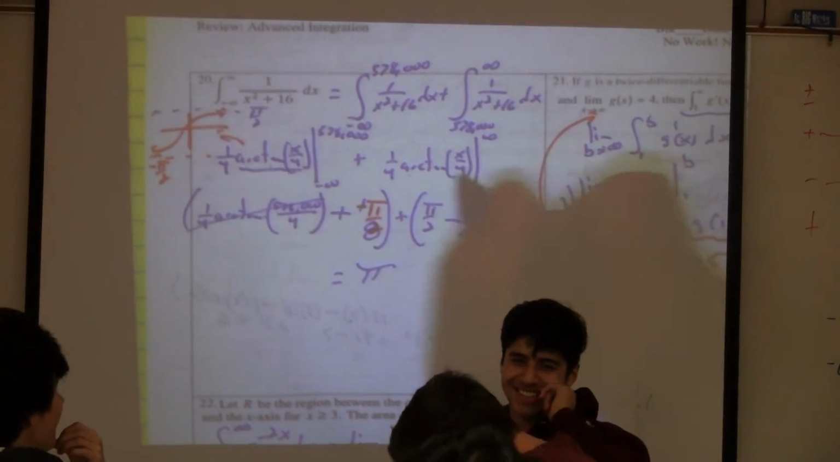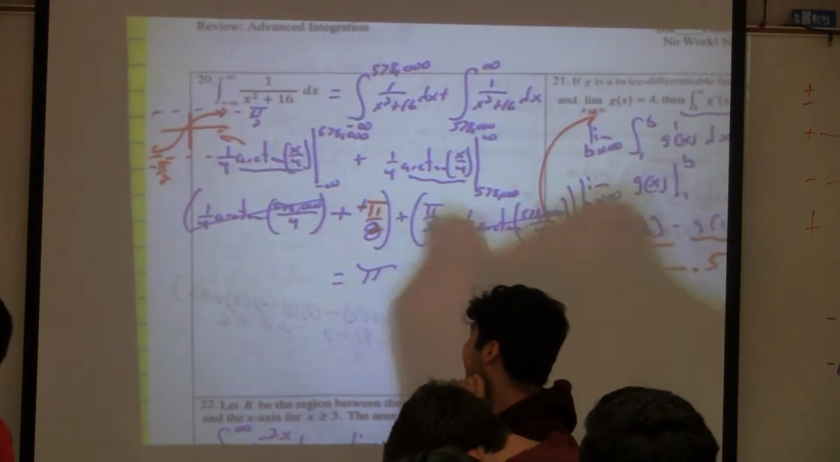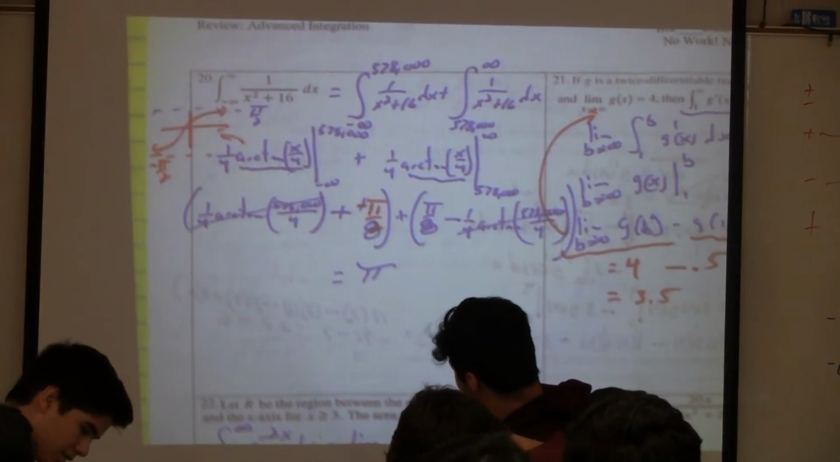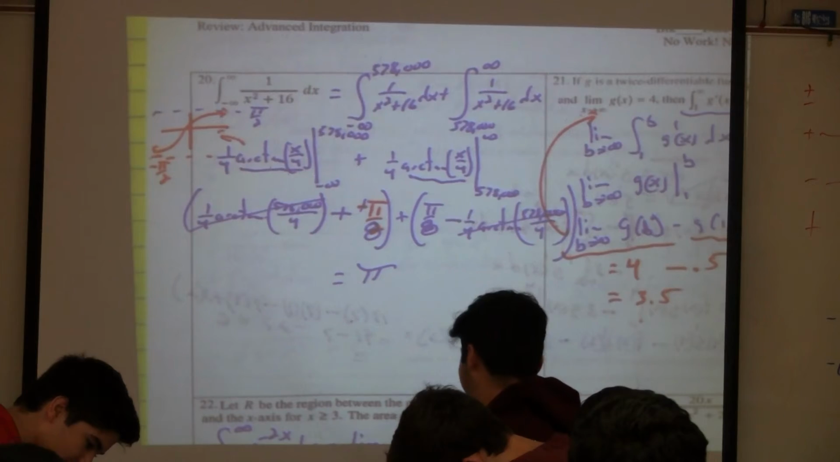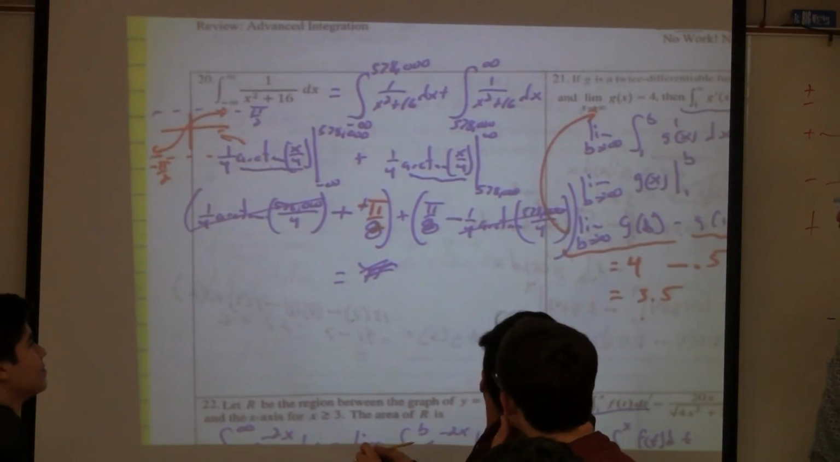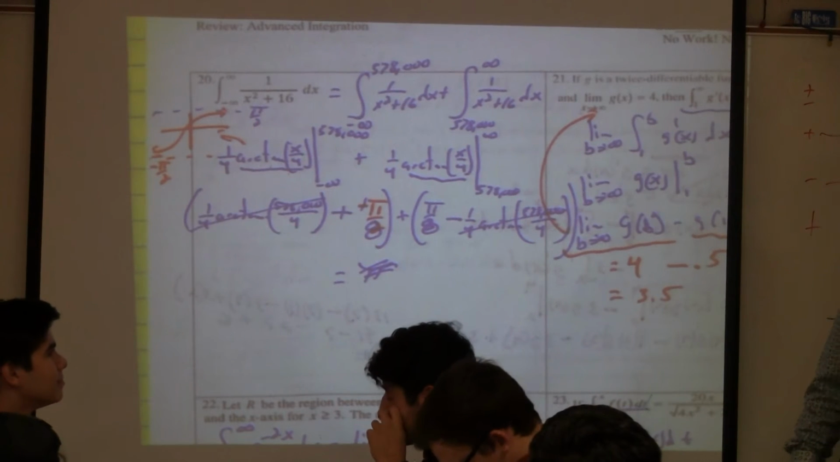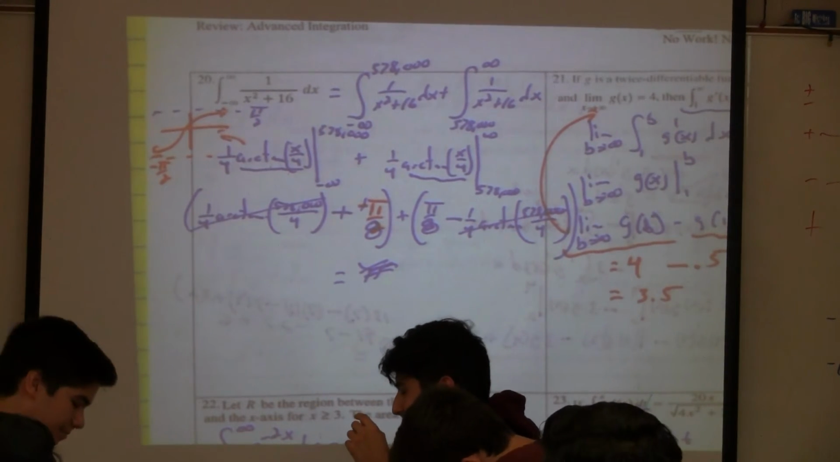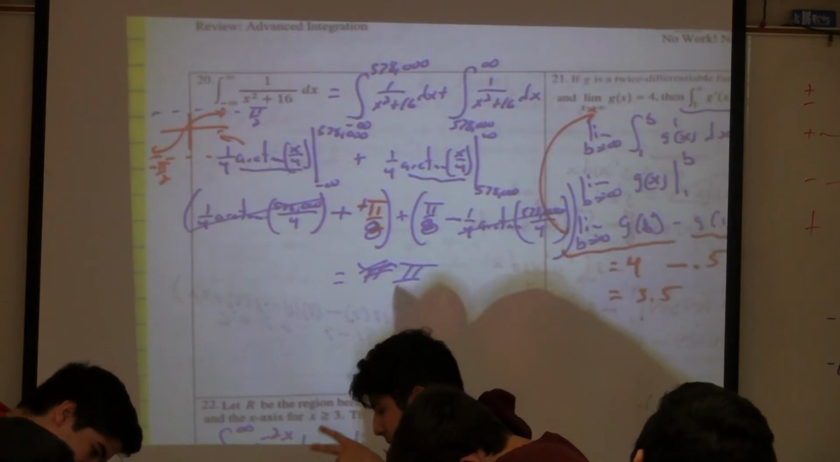Okay, how about over here? Same. Pi over 2 times 1/4, pi over 8. Just cancel them out, so it's 0, right? No. Pi over 8 plus pi over 8 is 2 pi over 8, which is pi over 4.